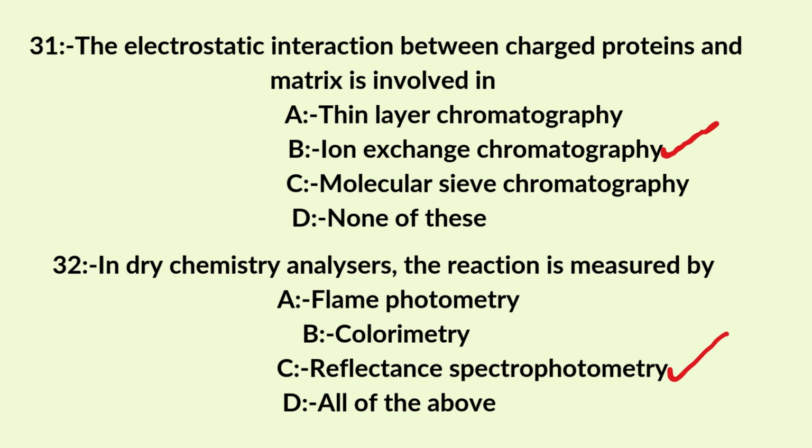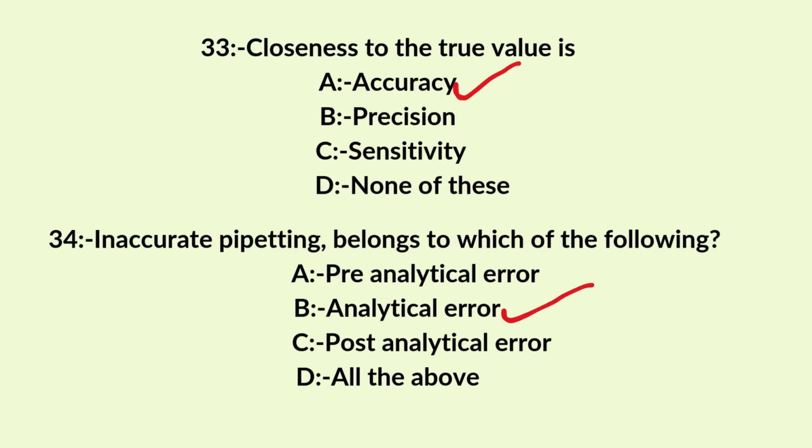Next question, in dry chemistry analyzers, the reaction is measured by, options: flame photometry, colorimetry, reflectance spectrophotometry, all of the above. Answer is option C, reflectance spectrophotometry. Next one, closeness to the true value is, options: accuracy, precision, sensitivity, none of these. Answer option A, accuracy. Closeness to the true value is accuracy.